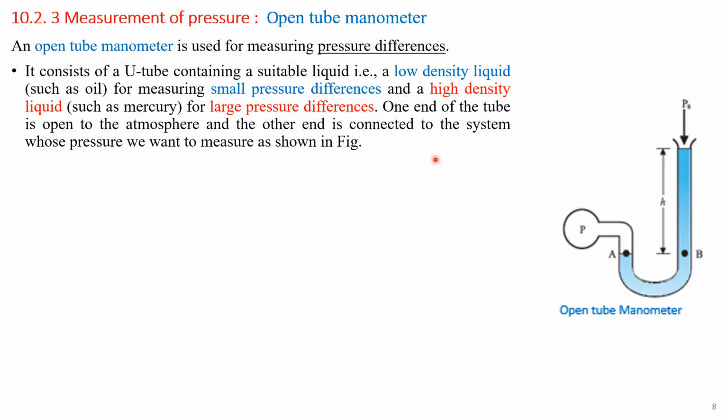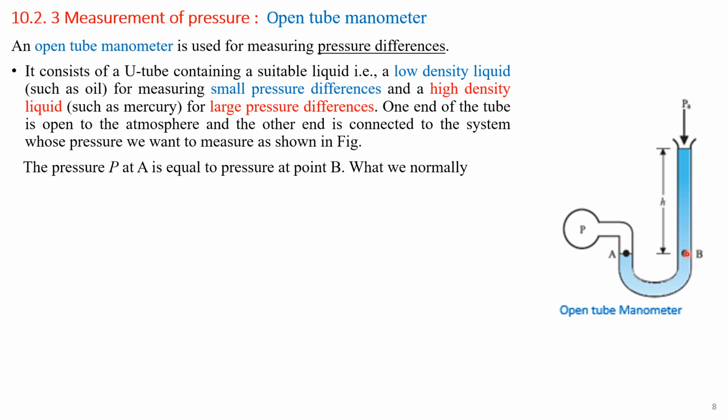One end of the tube is open here, and the other end is connected to a system whose pressure is to be measured. That is, we are required to measure the pressure P at the end A. The arrangement is shown in the figure. The pressure P at point A is equal to the pressure at point B in the tube.